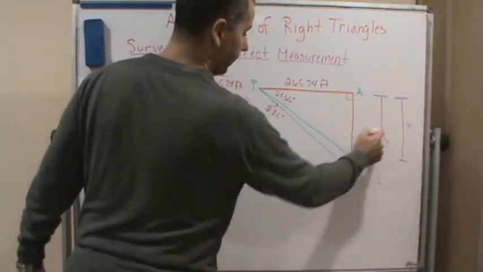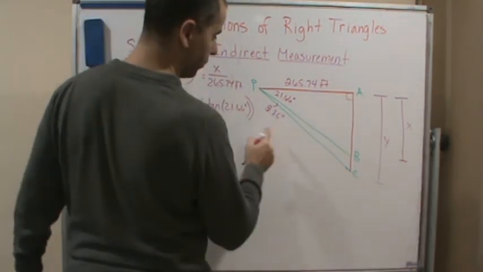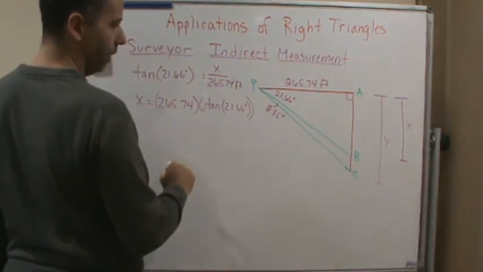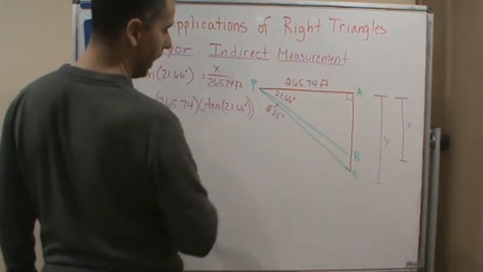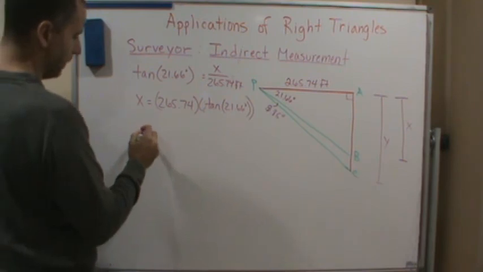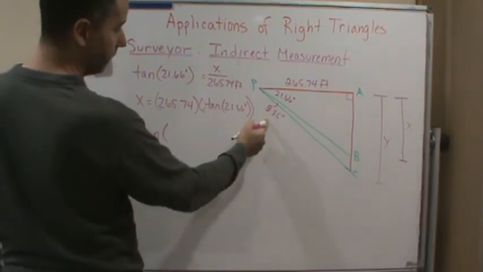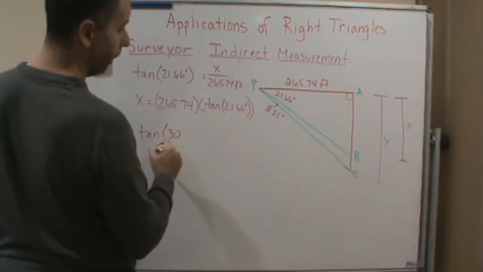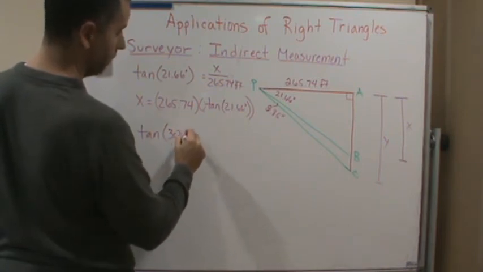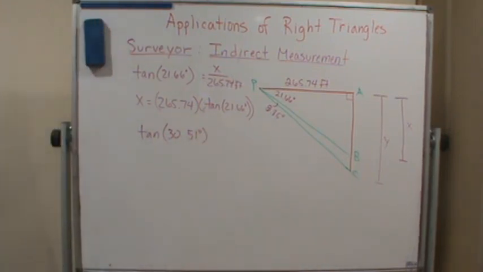So we've got X. Now let's find Y. What's the angle of the larger triangle? PAC is the larger triangle, and this angle here is going to be the 21.66 plus the 8.85. So this gives us 30.51 degrees.